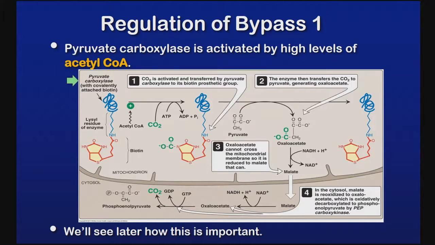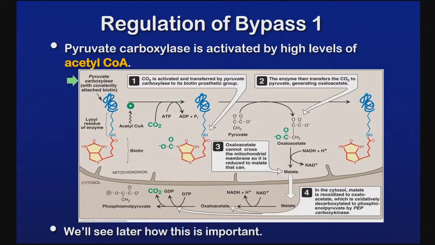Okay, so it's a helper for the enzyme. It holds on to the CO2 until the pyruvate comes along. When the pyruvate comes, it passes the CO2 to the pyruvate. Now the pyruvate accepts the CO2 and becomes what's called oxaloacetate. The oxaloacetate is converted to malate, and the malate is then taken outside and reverted back to oxaloacetate, and the oxaloacetate is further converted to phosphoenolpyruvate.